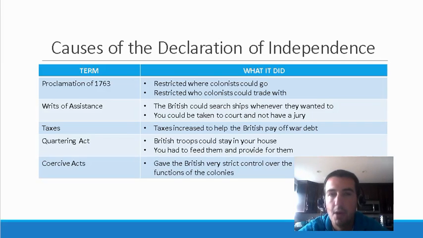The first one was something called the Proclamation of 1763. What the king did with that was basically draw a line down the colonies, and basically told the colonists, you can't go past this line.